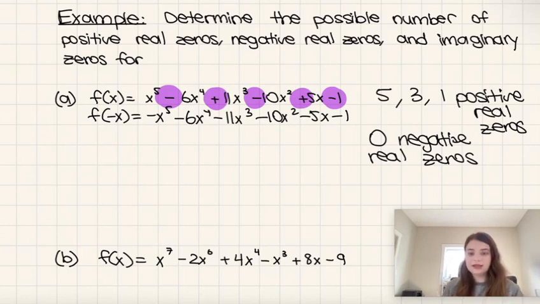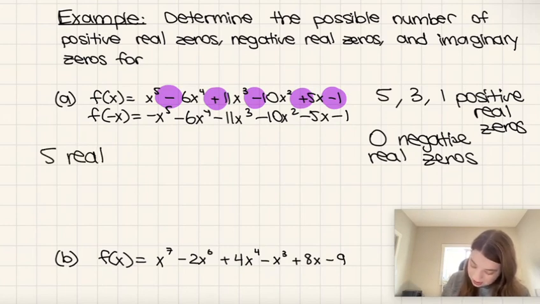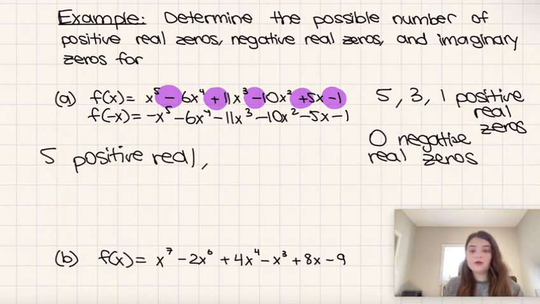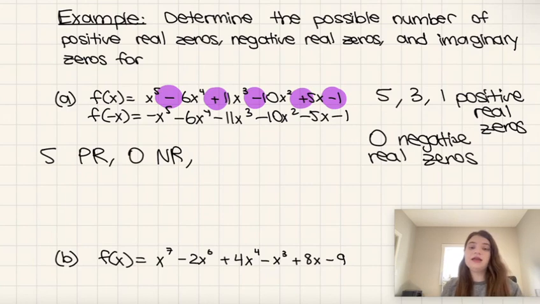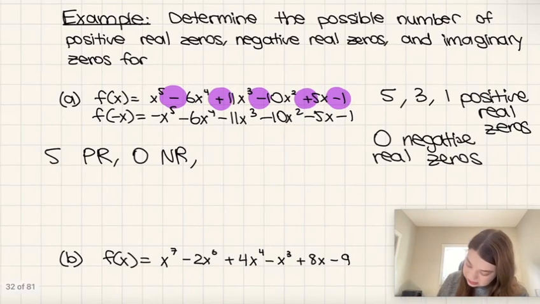So therefore, the possibilities are there could be 5 positive real zeros. And if there are 5 positive real zeros, that means there would be 0 imaginary, and also, of course, 0 negative real zeros. I'm just going to put PR for positive real. Then there's 0 negative real. And then in this scenario, because we know that there are 5 zeros in all, that means there would also be 0 imaginary zeros.